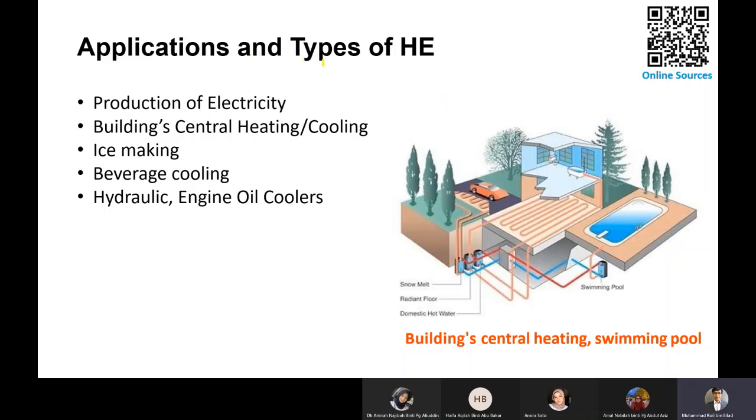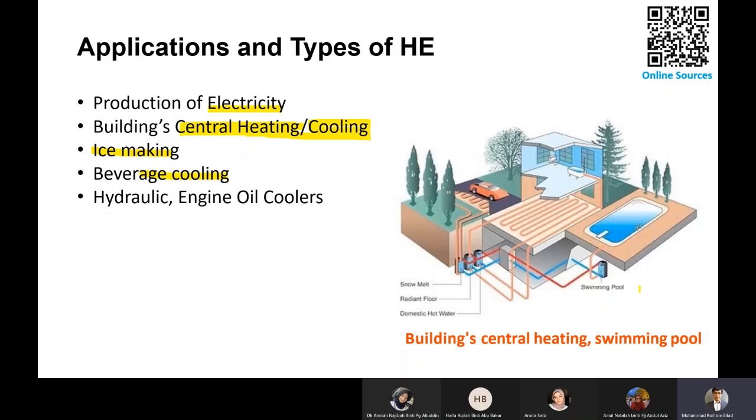What's the application and the type of heat exchanger? To produce electricity, well, you might say, no, it's not that one. But to produce electricity, we use heat exchangers in power generation a lot. Probably less so here. In buildings, in subtropical countries, we use heat exchangers in a central heating system. Cooling, in our case, we want to cool down the house. Ice making, we use heat exchangers over there. There is refrigeration, beverage cooling, hydraulic and engine oil coolers, and so on.